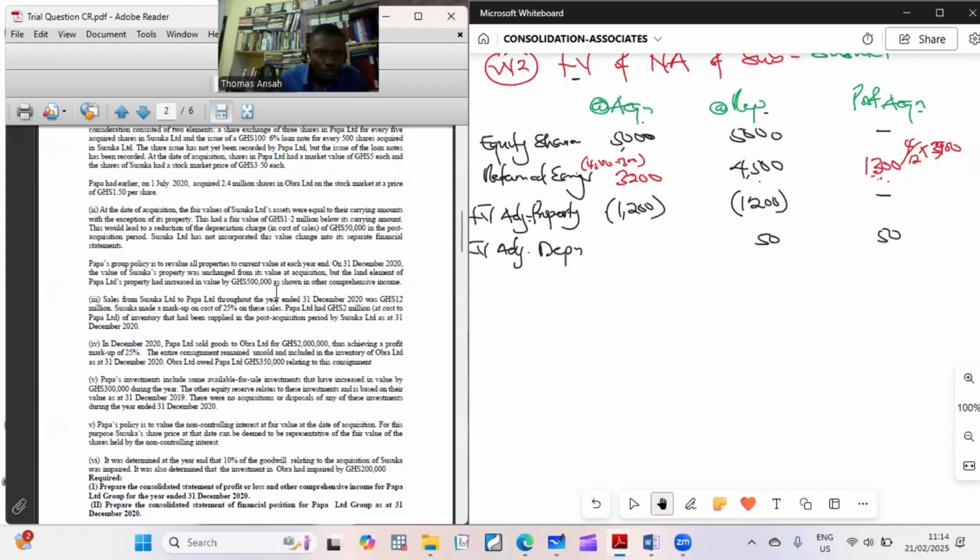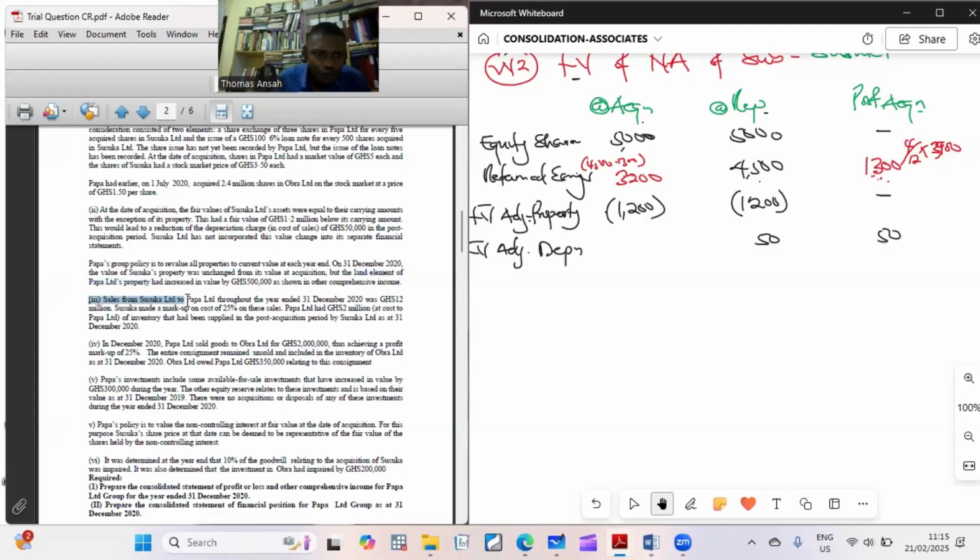Unless they are telling us that that property was in the books of that particular subsidiary, but here this is it. It is a land element of Papa's property, so we will do it in Papa's working. That will be workings 5. All right, so that is that.